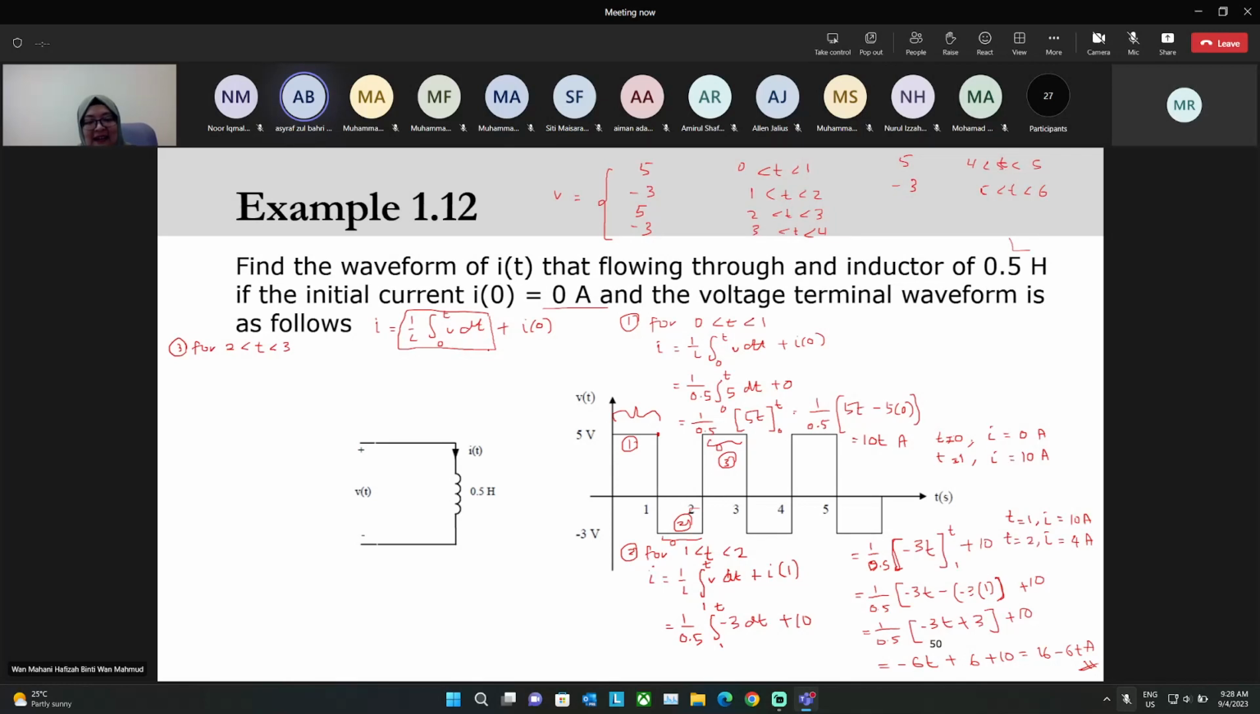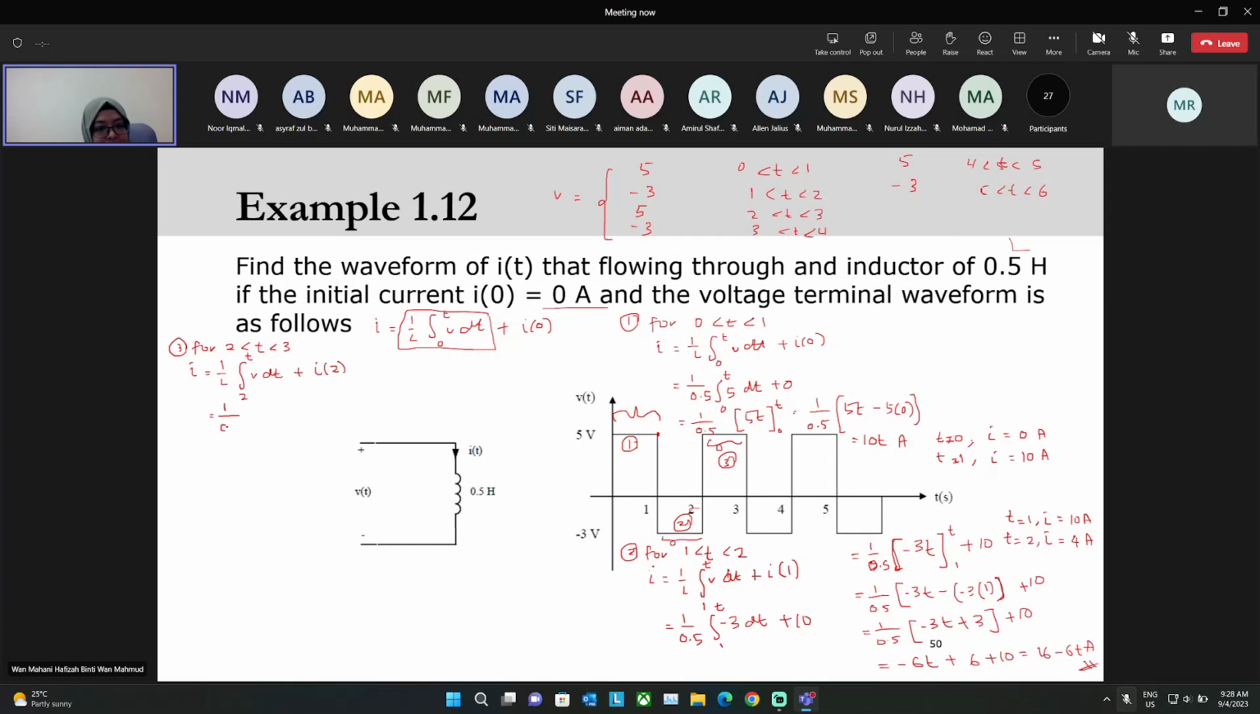Yang equation ni bukan I kosong, dia I1 sebab dia sebelum dia. Ini sebab kita tengah nak cari kat sini. Yang ni kosong. Okay, faham. Kosong ke 1. Ini 1 ke 2. So sekarang kita tengah nak buat 2 ke 3. Okay, masih menggunakan equation ini. So I sama dengan 1/L. Integration kita sekarang daripada 2 ke T, V dt, dan initial value of current is I pada masa 2. Okay, kalau kosong, I pada masa kosong. Initial value dia. Kalau 1, I pada masa 1.